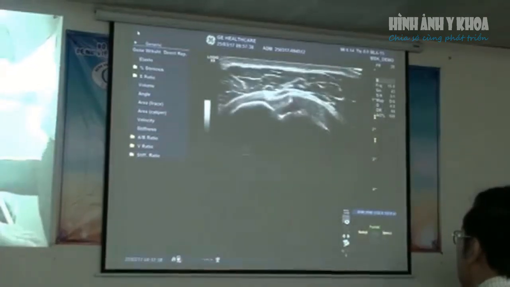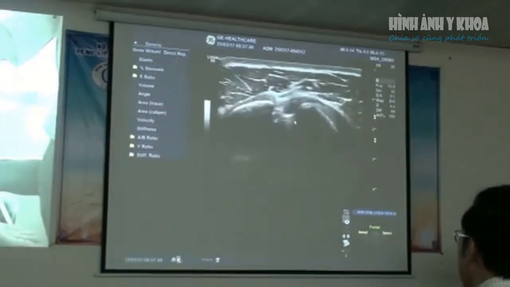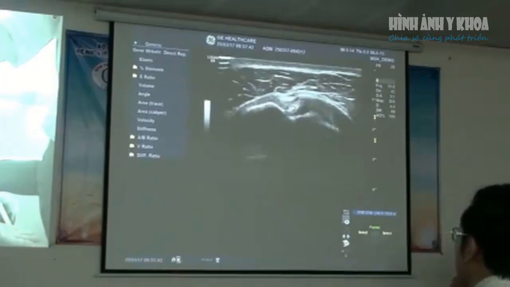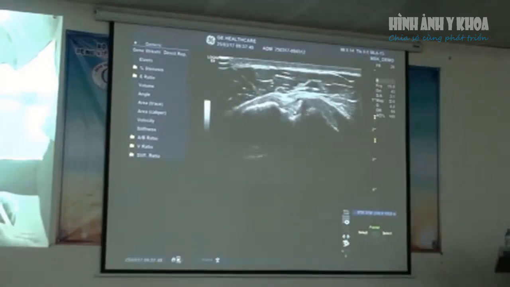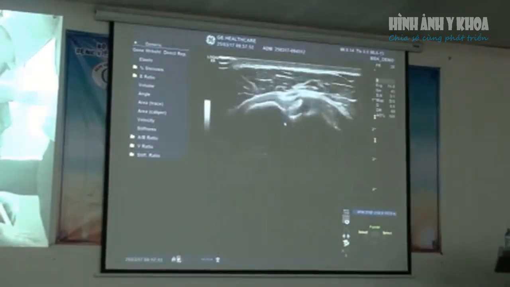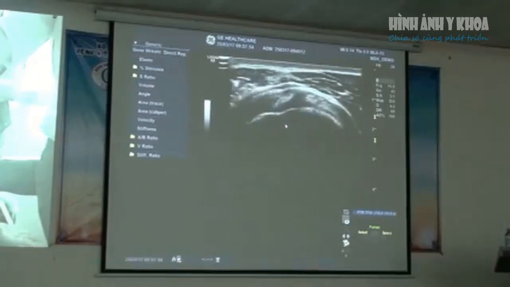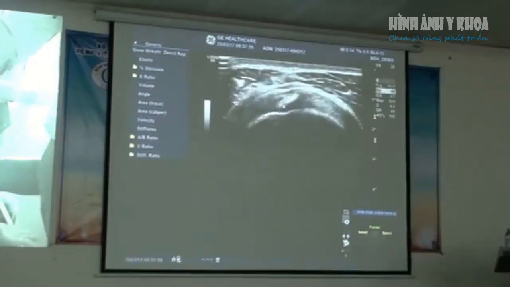So you can see up on the screen here, immediately we have the long head of biceps in the short axis. This is the bicipital groove. And if I come up more proximally, we can see the intra-articular part.